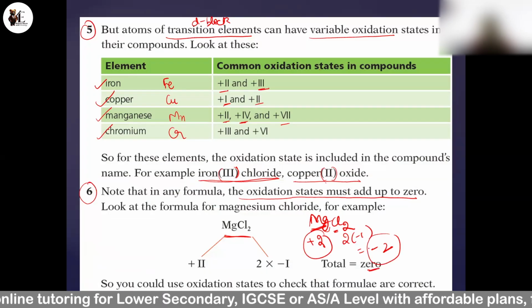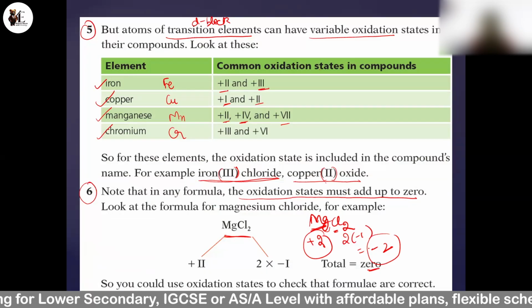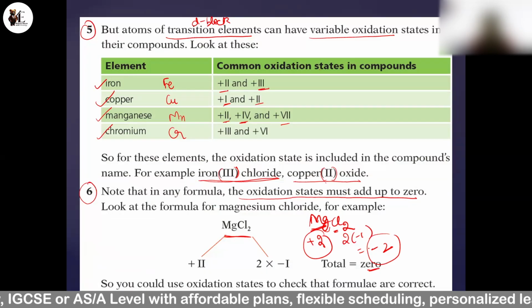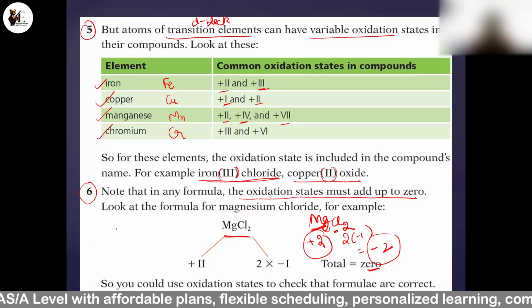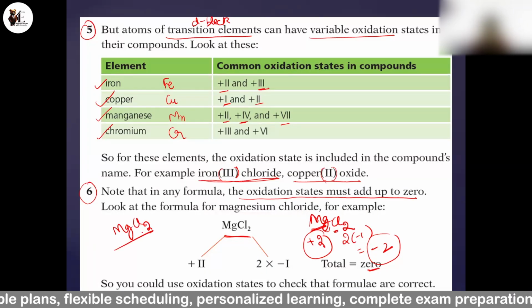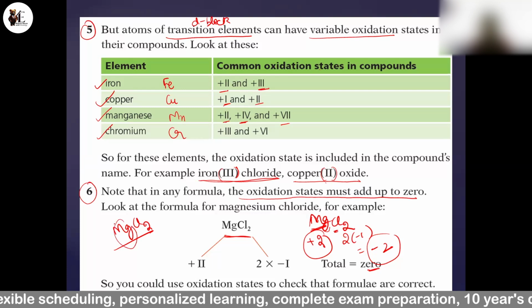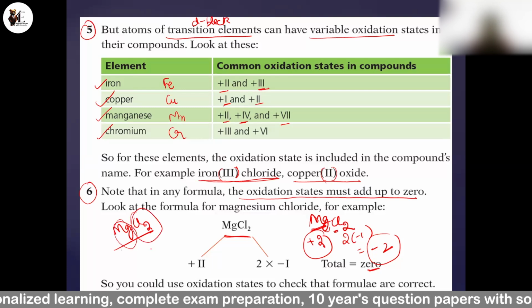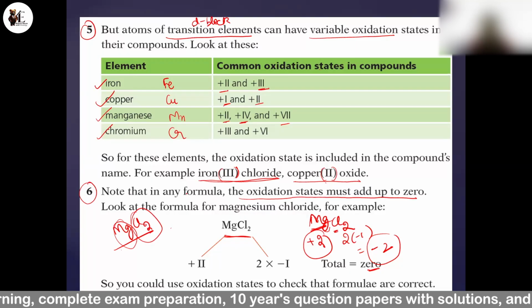So in any formula, the oxidation states must add up to 0 if it is a neutral compound. For example, magnesium chloride is MgCl2 only. There is no charge on magnesium chloride. That means the oxidation state of magnesium cancels out the oxidation state of chlorine. Okay, is this slide clear?